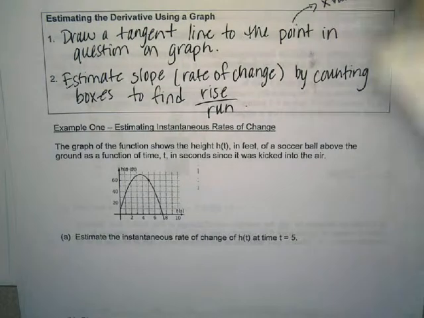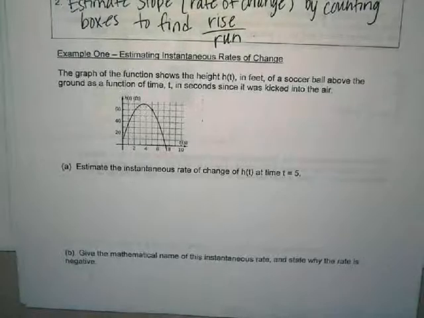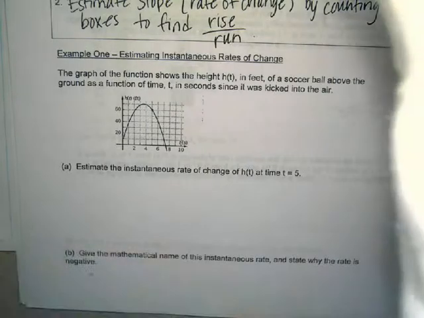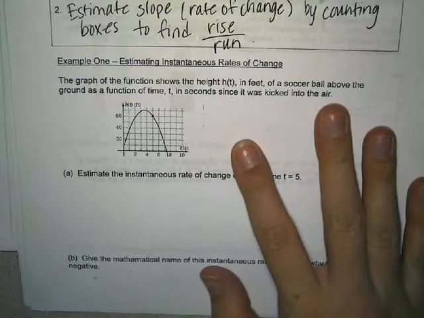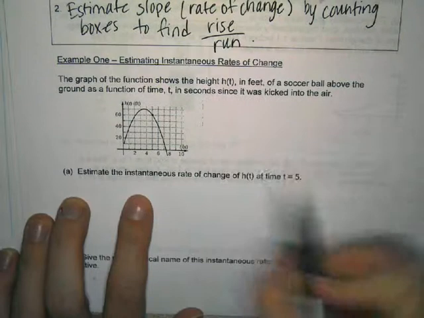Okay. And the slope, is it steep or shallow? Pretty steep. So is it going quickly? Yeah, so it's decreasing quickly, which makes sense if it's falling towards the ground. The gravity is going to help it pick up speed. To estimate it, you're going to actually count boxes here now to find rise over run.